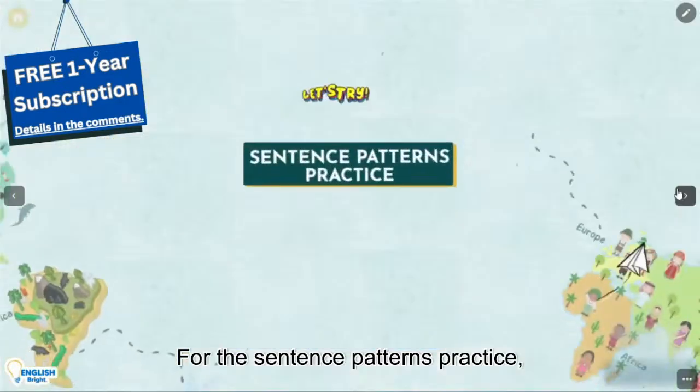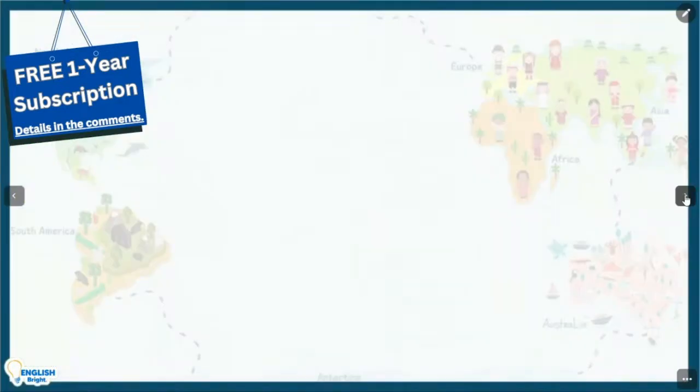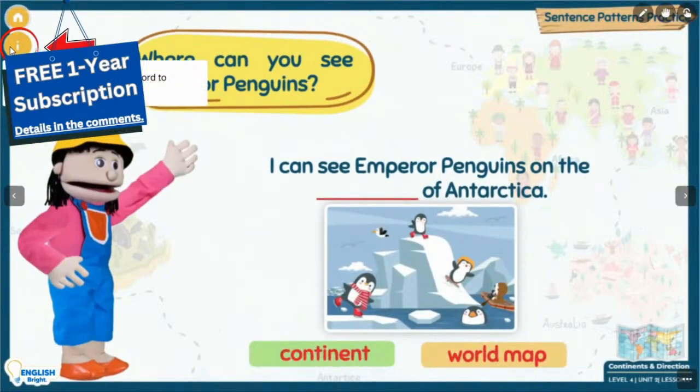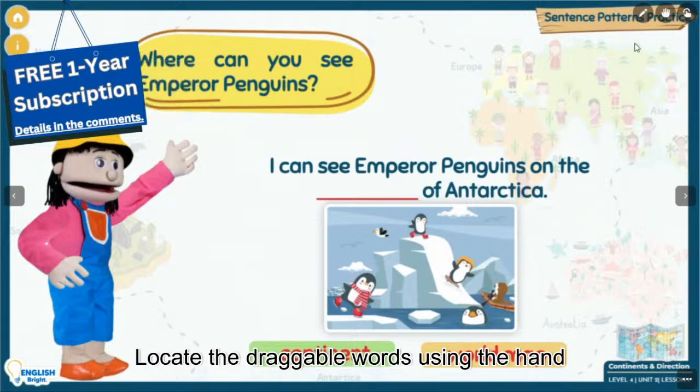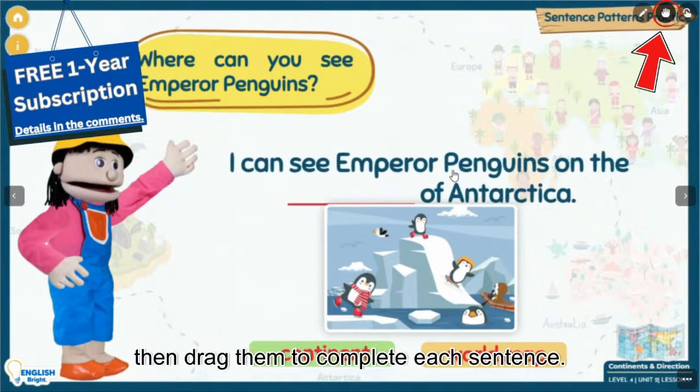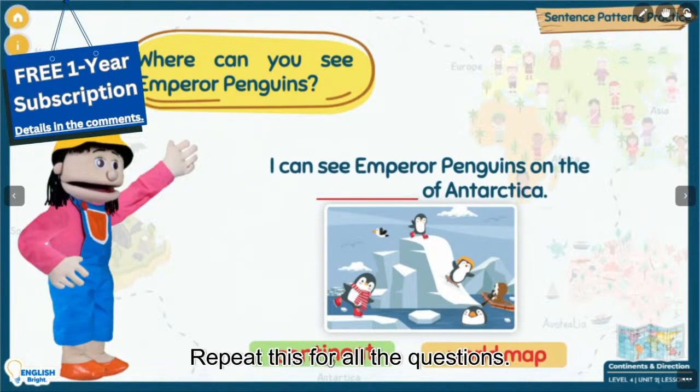For the sentence patterns practice, click the tooltip for instructions. Locate the draggable words using the hand button. Then drag them to complete each sentence. Repeat this for all the questions.